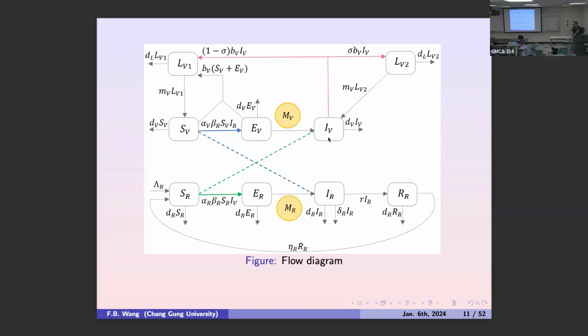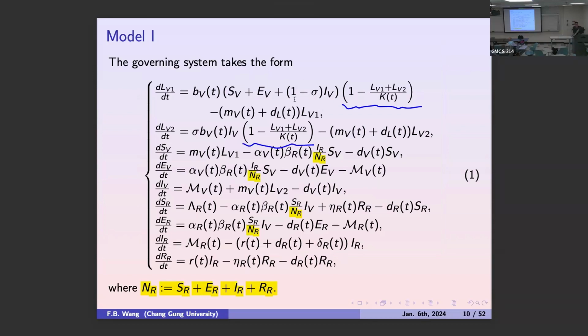And this one, the infected mosquito, can infect the healthy bird. I will show it later. And IV can also come from LB2, the infected larvae, with the maturation. So you can see the governing equation is this one: SV, EV, and IV, just from the picture.